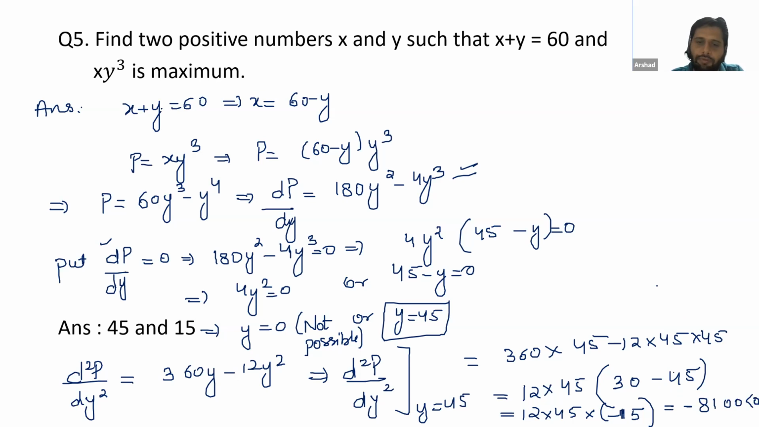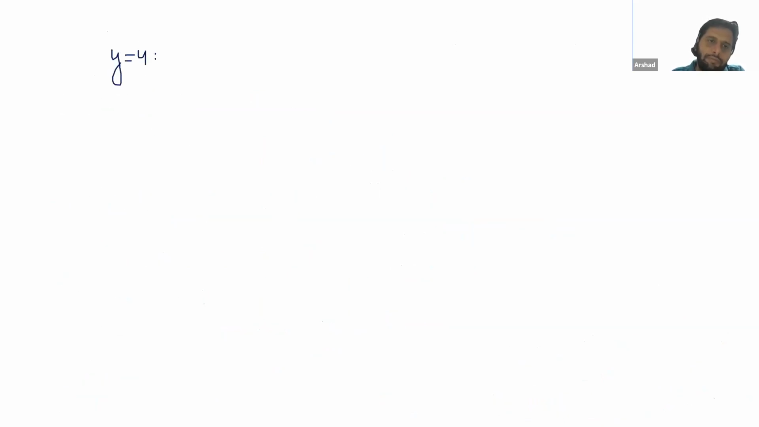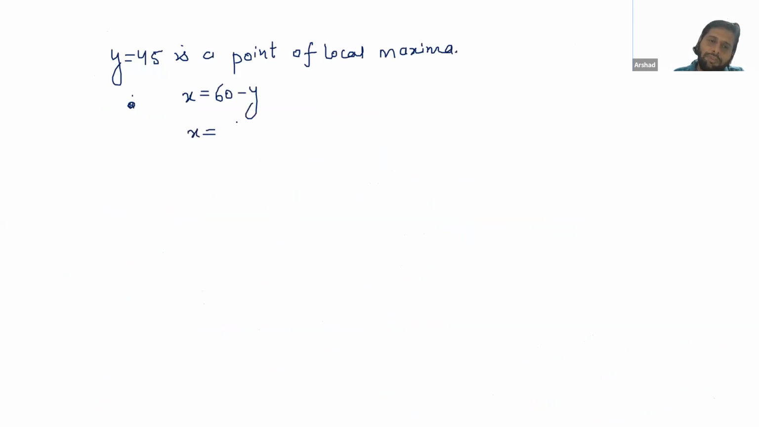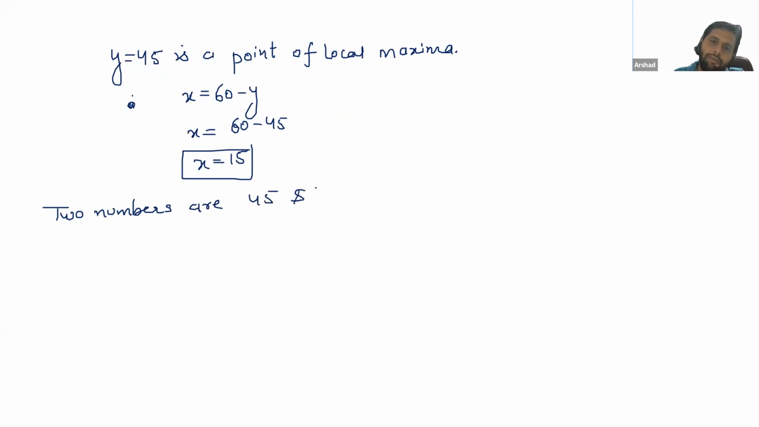So if it is less than 0, we will say that y is equal to 45 is a point of local maxima. Now we need to find the value of x. x is equal to 60 minus y. So x is equal to 60 minus 45. So x is equal to what? 15. So the two numbers are 45 and 15.